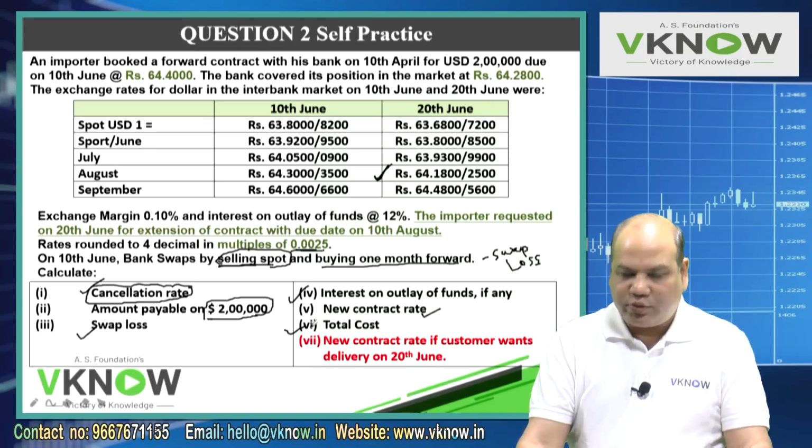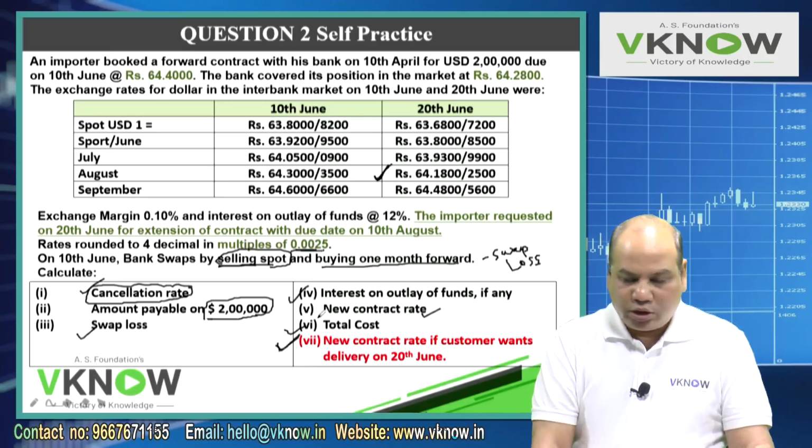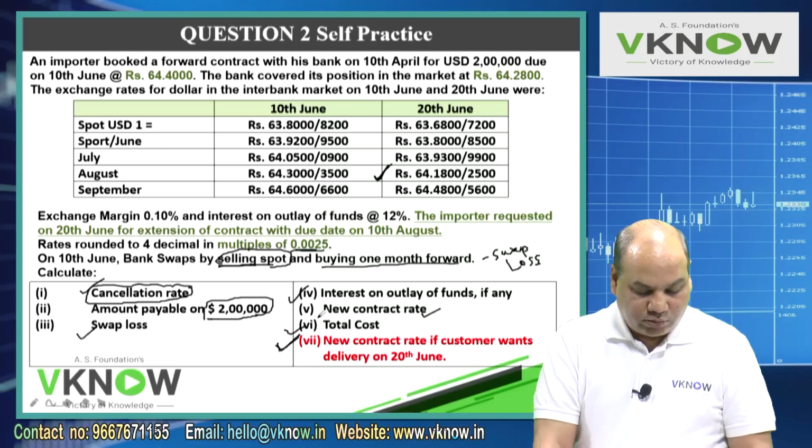Exactly the same 6 questions were there in the previous problem, and for our understanding we will add one more question, number 7, new contract rate if the customer wants delivery on 20th June.